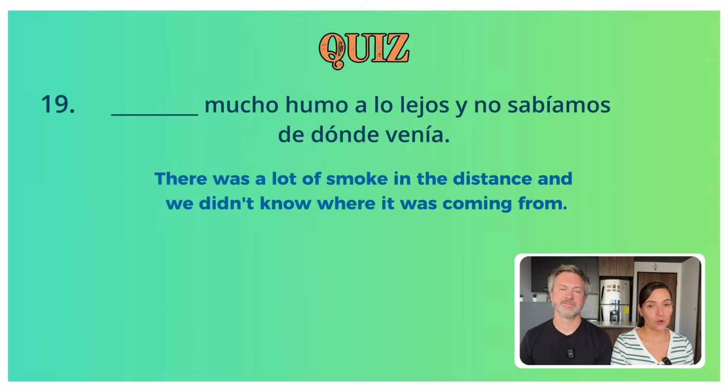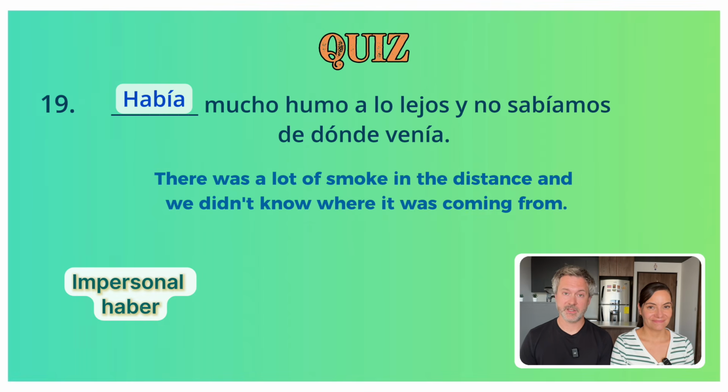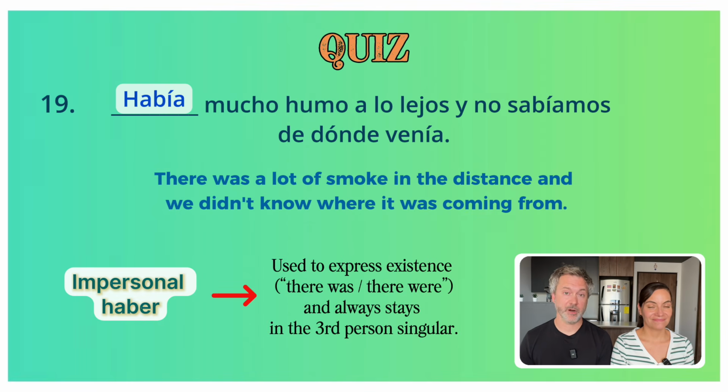Había mucho humo a lo lejos y no sabíamos de dónde venía. Here, we're using haber impersonally again in the imperfect tense because we're describing what was there or what the situation was like in the past.